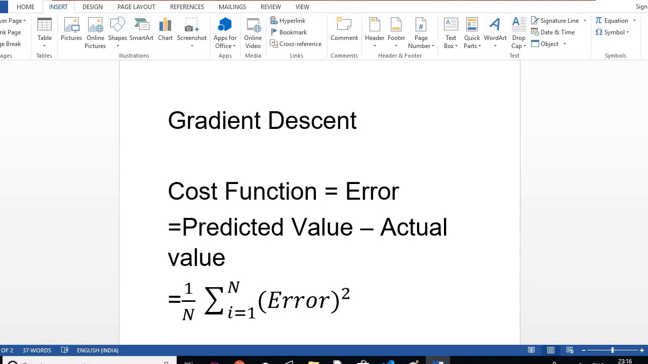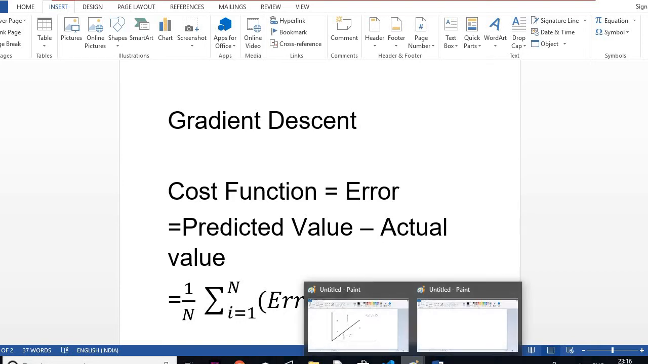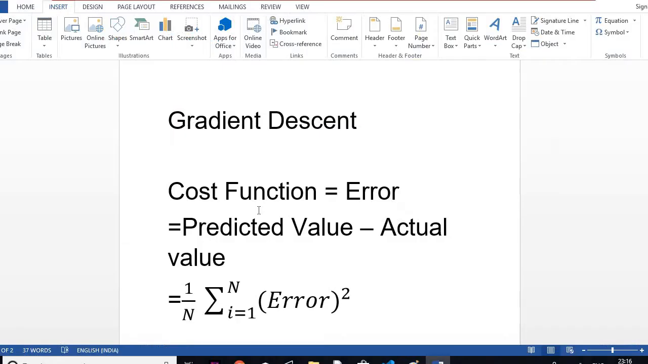So cost function denotes error. We discussed previously, cost function always represents error. For a machine learning model, error must be minimum. To minimize this error, we are using the gradient descent algorithm. So here you can see error is equal to predicted value minus actual value.